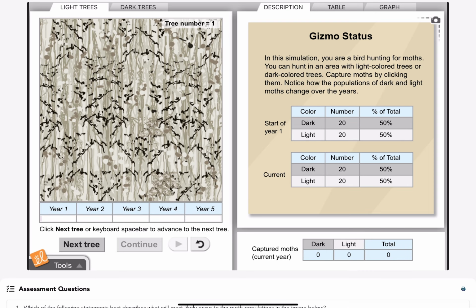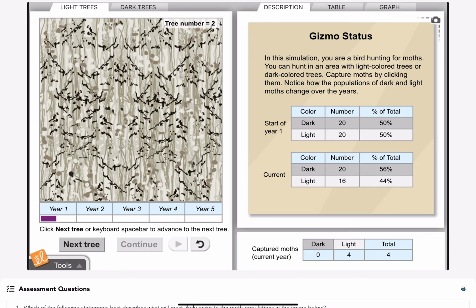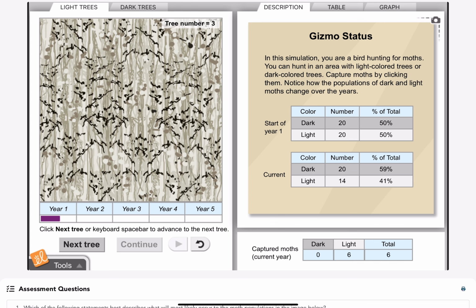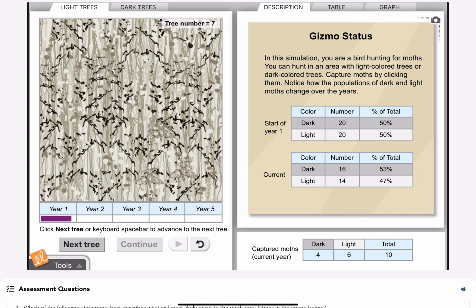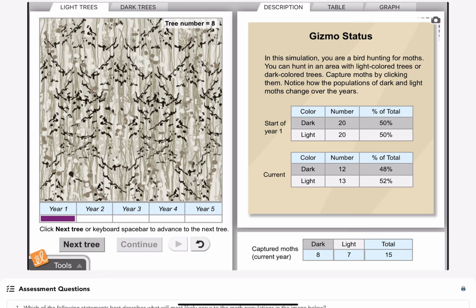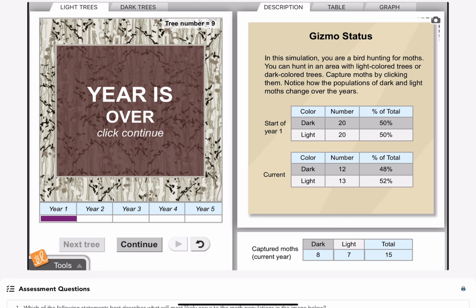So the original population is 20 and 20 for both. If you look very carefully, there are some moths all over. Once you've found them all in one tree, you can just click the next tree and then keep finding them. Your goal is to find the most possible. So if you scan and you're not seeing anything, feel free to move on. Ooh, nice, we got all 4. And then the year is over.